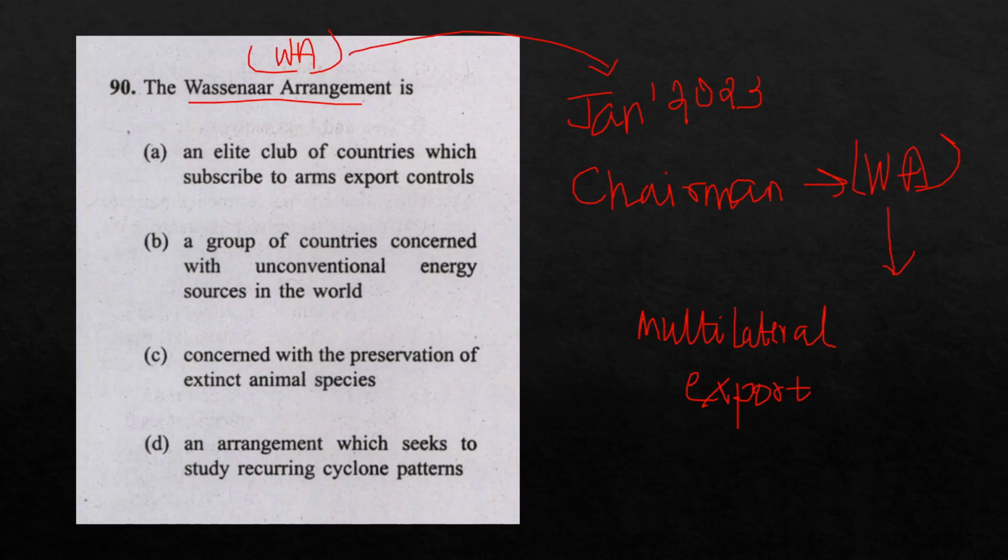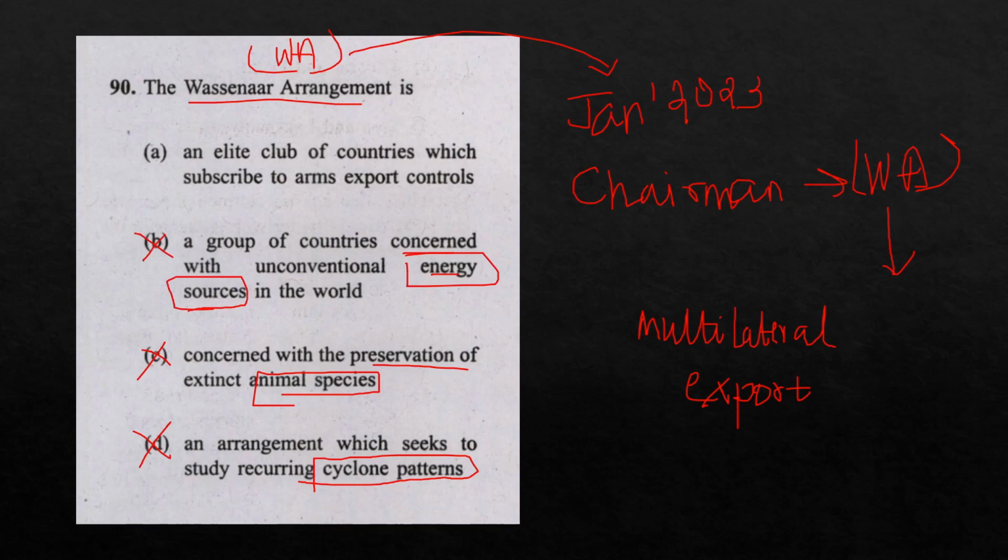Now let's look at the options. You can see in option D, which says an agreement which seeks to study recurring cyclones. No, it's not related to cyclones. So eliminate option D. Now look at option C, concerned with preservation of extinct animal species. No, it has nothing to do with extinct animal species. Next, a group of countries concerned with unconventional energy sources. No, it is not concerned with any energy sources.